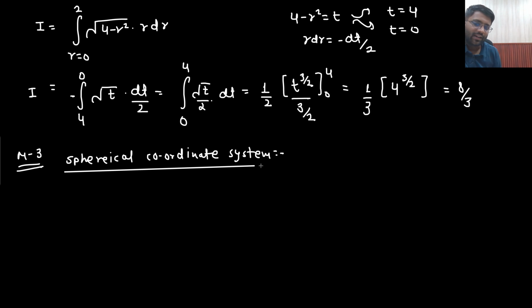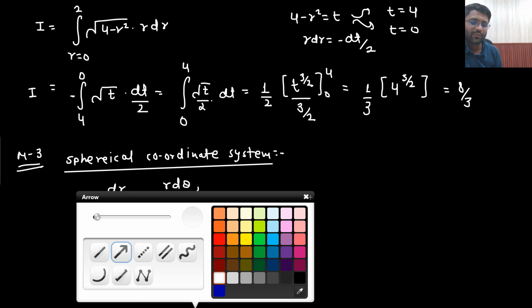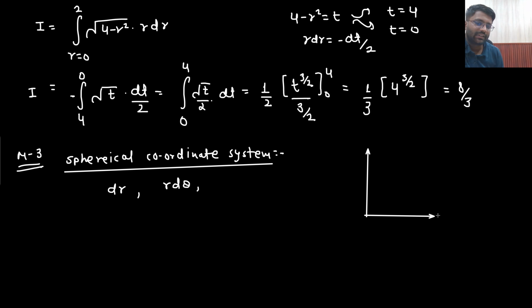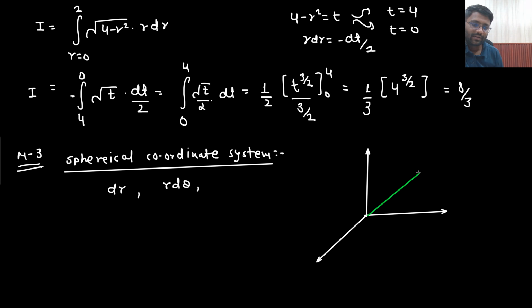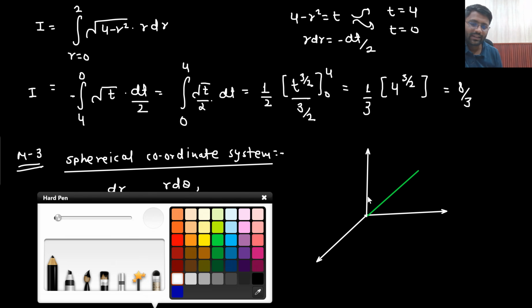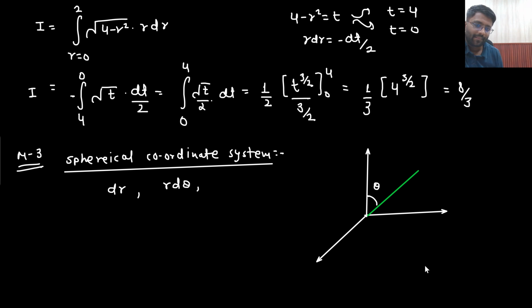In the direction of r, how much do you move? dr. In the direction of theta, how much do you move? r d theta. In the direction of phi, how much do you move? Do you remember? What was r? What was theta? What was phi? I hope you remember everything. r was the distance of the point from the origin. This was the angle theta. This was your r.